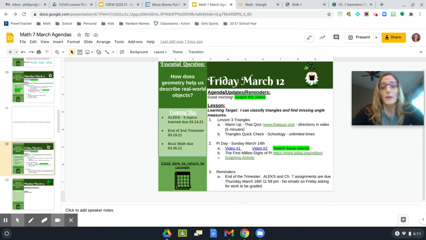Another interesting piece here is the first million digits of pi. So this is just a website, and you'll click here, and just like it says, it's going to show you the first million digits of the irrational number pi.